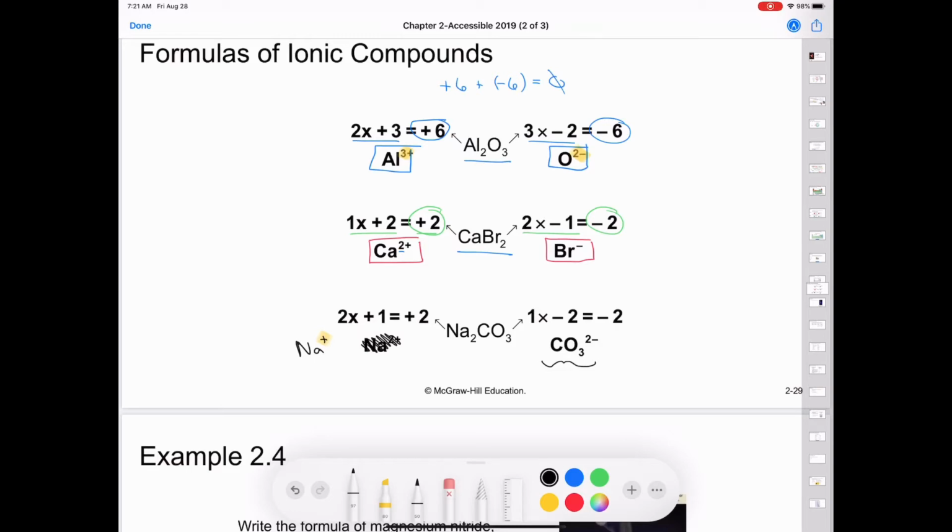Well, how many sodiums would I require to balance out the 2- charge? Well, if there's only a plus 1 charge on the sodium, I'll need 2 of them. And so when we put all of that together in our formula, we get Na2CO3. So the take-home message from this slide is, again, we have to combine our cations and our anions in such a way that the charges are going to balance out in our ionic compounds.